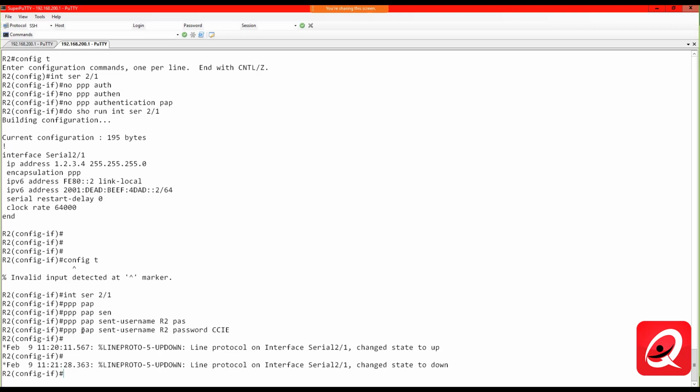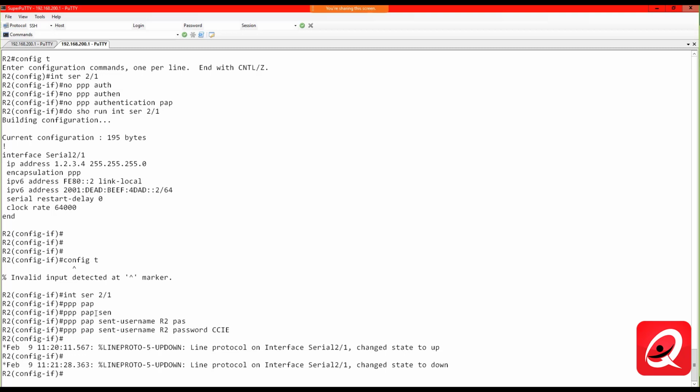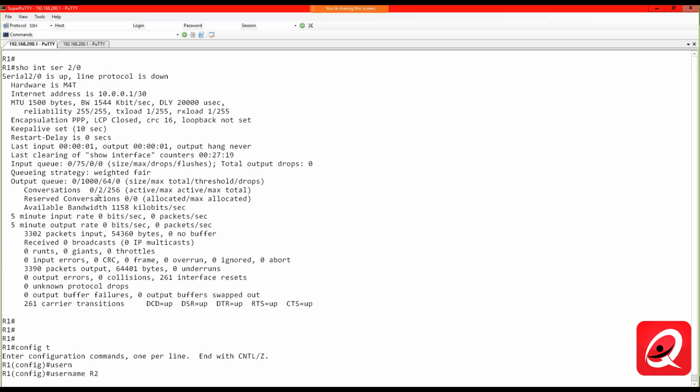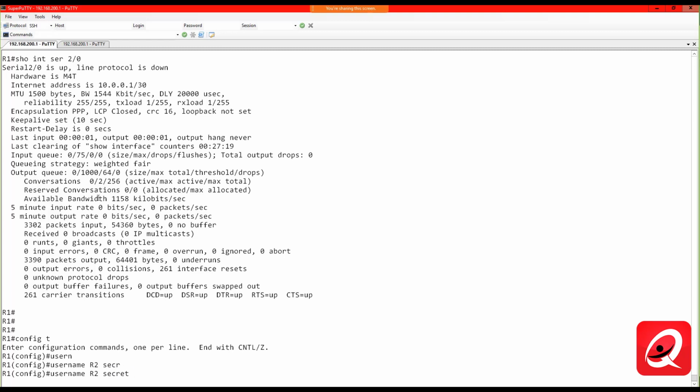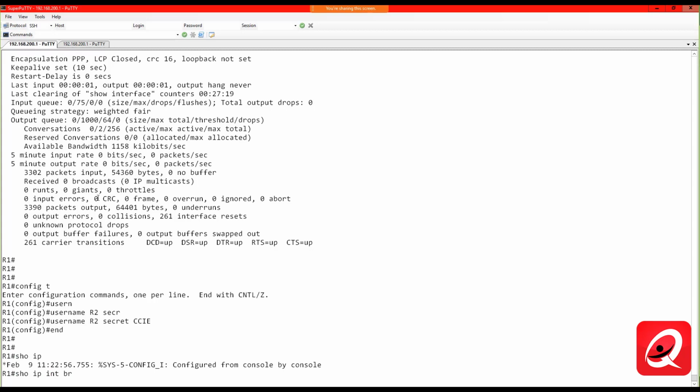Now, if I didn't do this with PPP sent username, what I would have to do is set up AAA on this side and do mutual authentication, and each router would have the username of the other router's hostname with a common password. They'd have to have a shared password. I'll demonstrate that when we do our CHAP authentication. All right, I'm just trying to see if secret is causing an issue here with the negotiation.